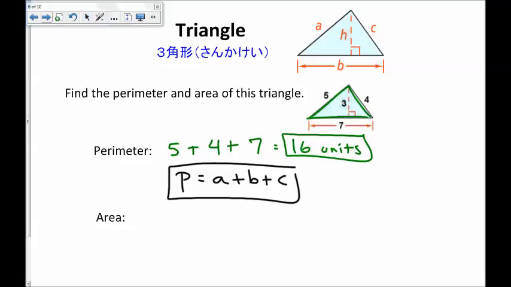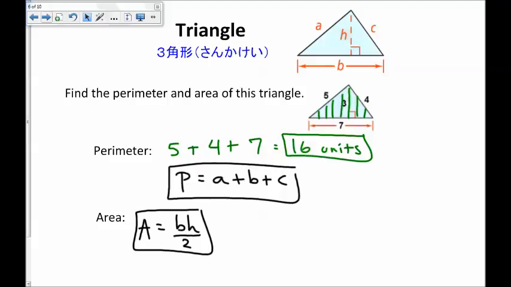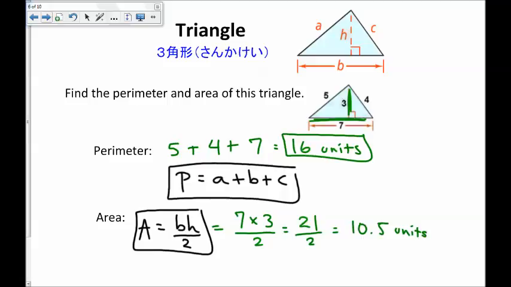Now, for the area, it is a little more complicated. Okay, I cannot simply cut it up into squares, and we are not ready to create the formula based on a parallelogram. So for now, I will give you the formula. The area is base times height divided by 2. Okay, so for this triangle, the base is 7, the height is 3, divided by 2, so 3 times 7 is 21, divided by 2 is 10.5 square units. And that is the area of this triangle.